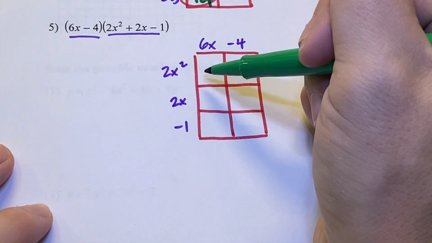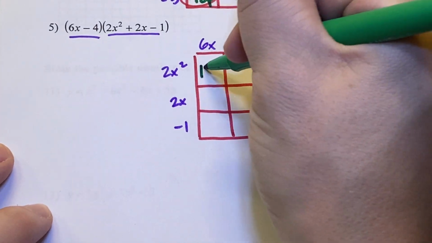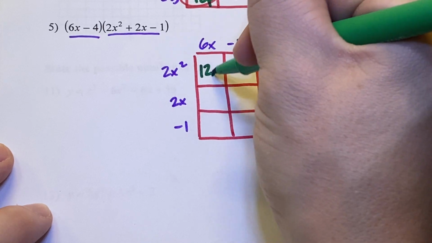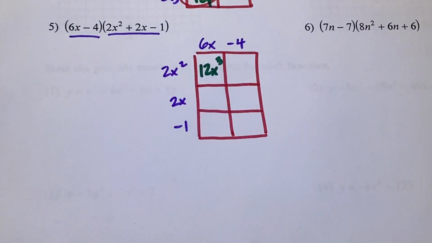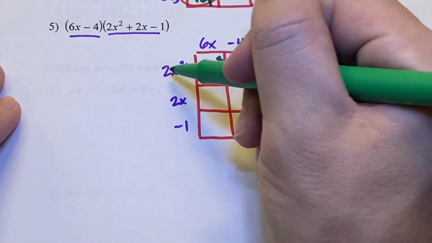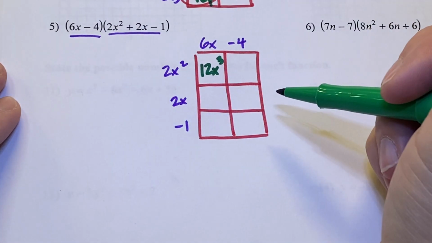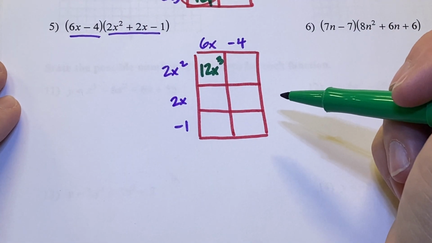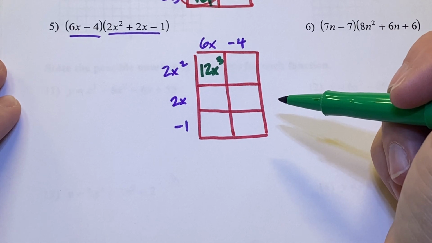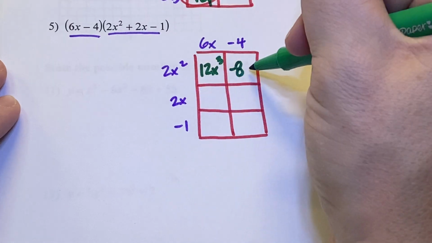6x times 2x squared is going to give me what, Gabe? 12. Beautiful. 12, and then I have 2 and then 3 x's, so 12x cubed. Let's see. Bella, what am I going to get? Negative 4 times 2x squared. Negative 4 times 2. Beautiful, negative 8, and then my x squared attached.